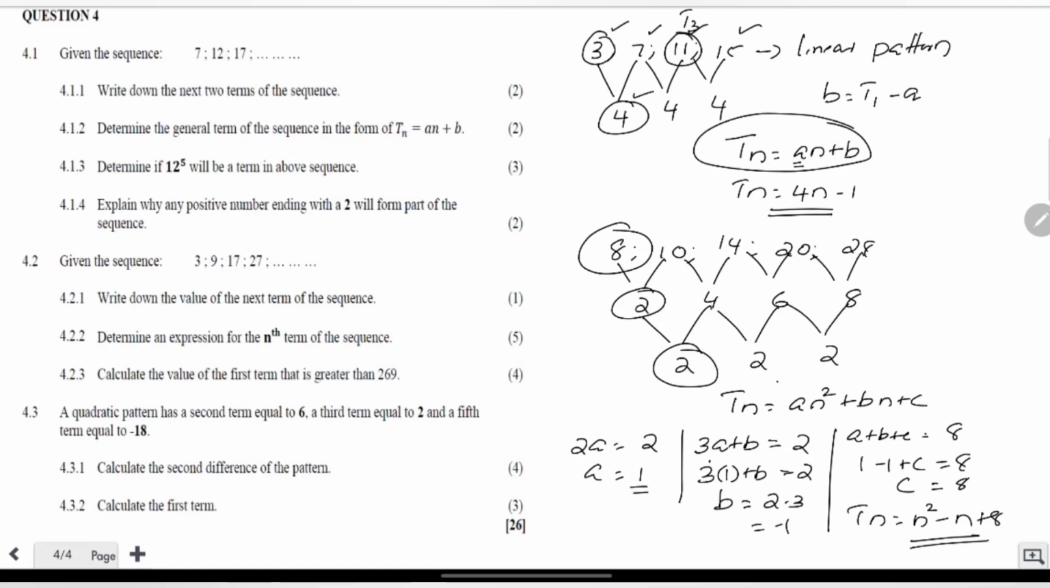So I think you got an idea of what is a quadratic pattern and what is a linear pattern. Don't make any mistakes, because questions are coming from this side. Now let's just jump into this question. Okay.